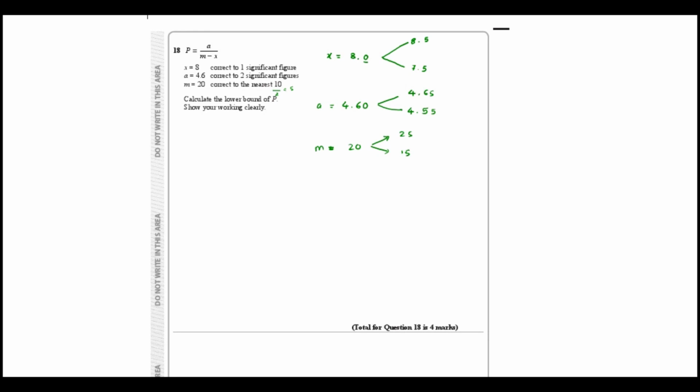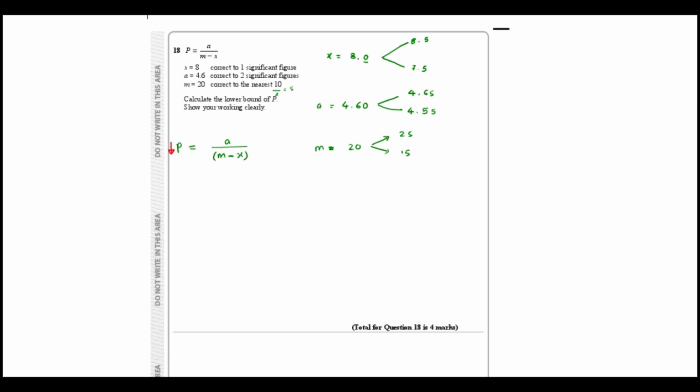So now we need to substitute the respective values. P equals A over M minus X. So we have a division and we have a subtraction, and we need to be really careful here. We need to calculate the lower bound of P. So first I'll focus on the division, then I'll look into the subtraction.